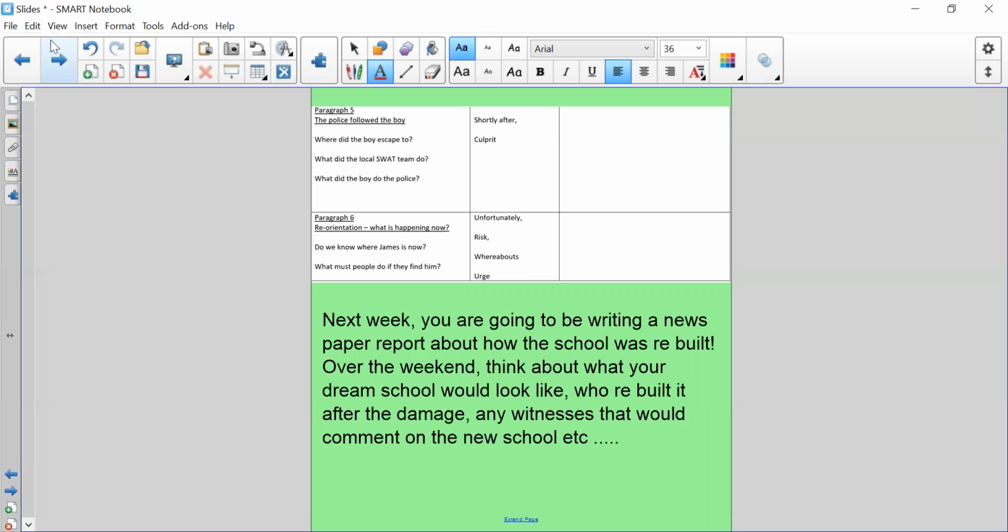So next week, you're going to be writing a newspaper report about how the school was rebuilt. So instead of creating a newspaper report about a catastrophe, you are going to write a report about a success story when the school that has exploded is rebuilt. So over the weekend, think about what your dream school would look like. Think about if your dream school reopened and you were going to write a newspaper report about it reopening, what would be important information to include? Who rebuilt it after the damage, any witnesses that would comment on the new school, and anything else you think is important to write a newspaper report about the rebuilding of a brand new school.